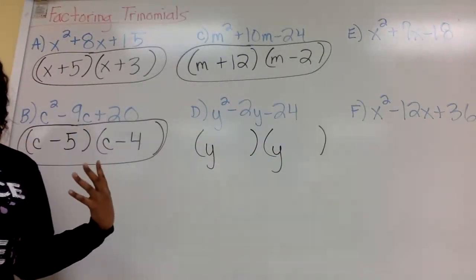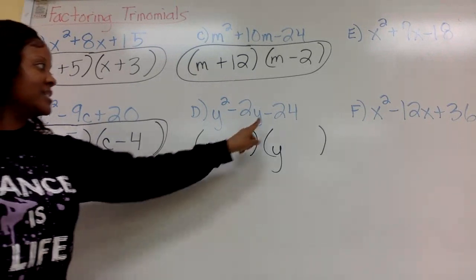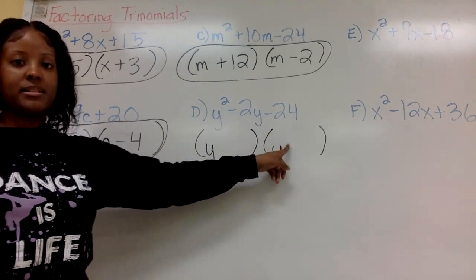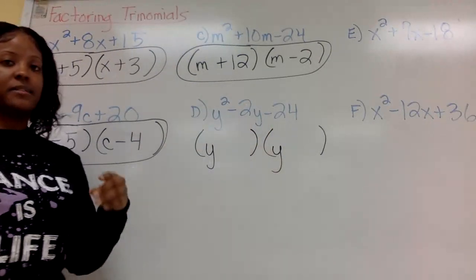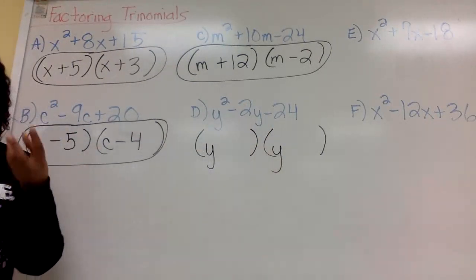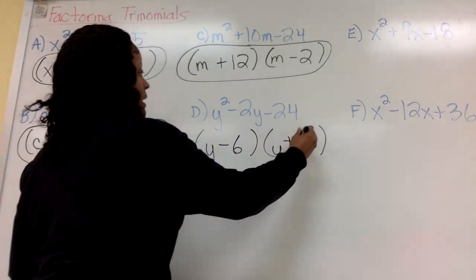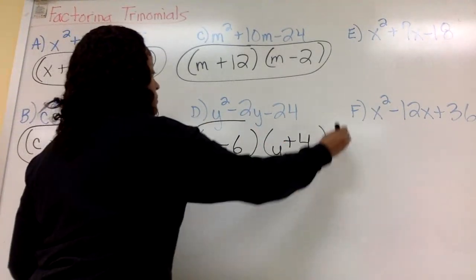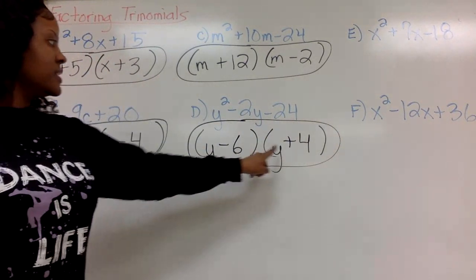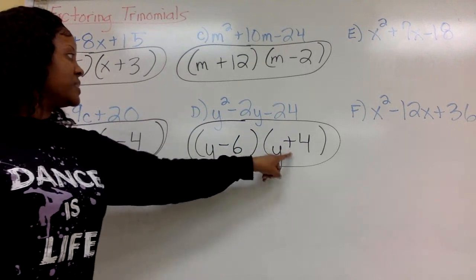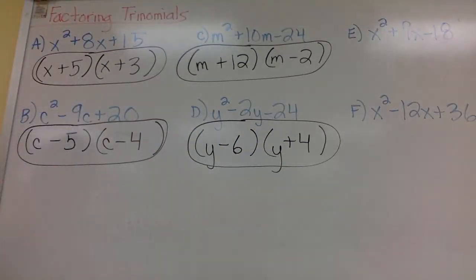Lots of things give us 24. I know that my sign here is a negative, so I know that my signs in here should be a negative and a positive, because the only way you get a negative if you're multiplying is if one's a negative and one's a positive. So this should be y minus 6 and y plus 4. Negative 6 times positive 4 is negative 24. Negative 6 plus 4 is negative 2. So we are in business.